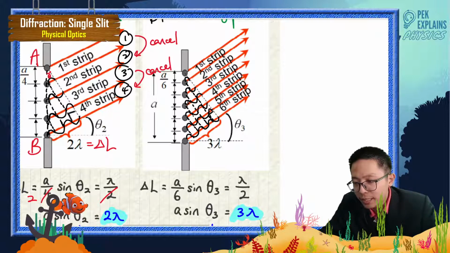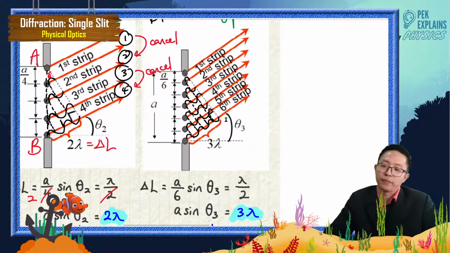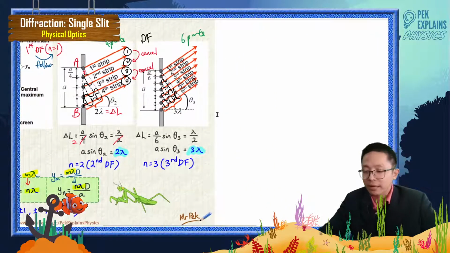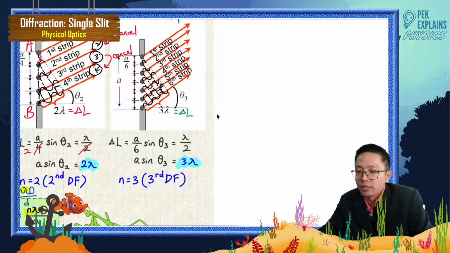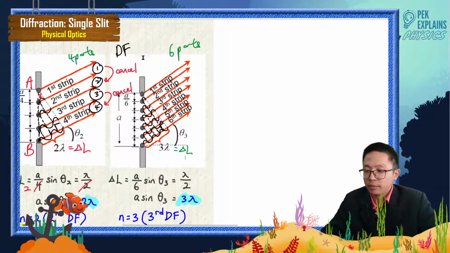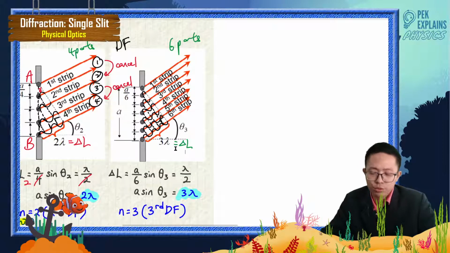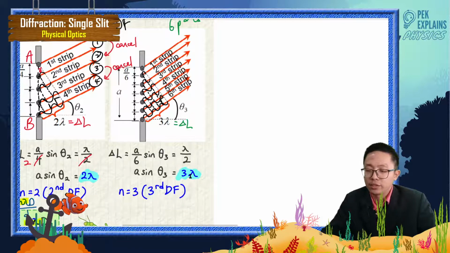Half lambda, 1 lambda, 1 and a half lambda, 2 lambda, 2 and a half lambda, and this one is 3 lambda. Total of 3 lambda. So this delta L now is 3 lambda between the first particle and the last particle. For A over 6 it is only half lambda, but for the whole length, the first particle to the last particle is 3 lambda.